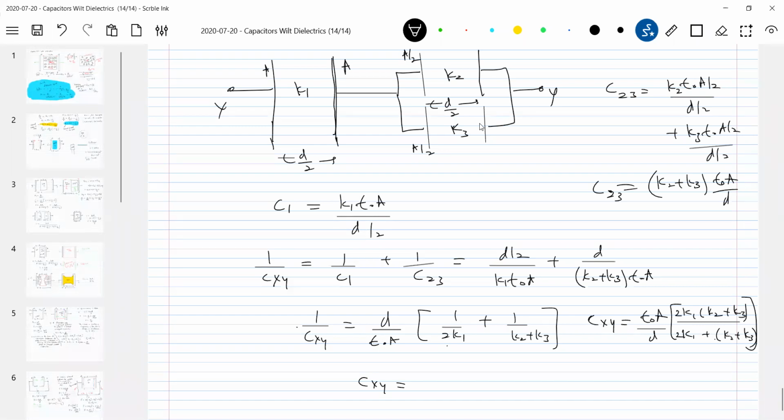2 K1 plus K2 plus K3, 2 K1 into. So this will become 2 K1 K2, and there's a final formula answer I'm writing. But if you check it, they are different. Then who is right, who is wrong?